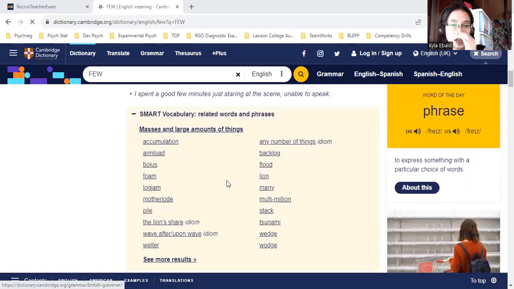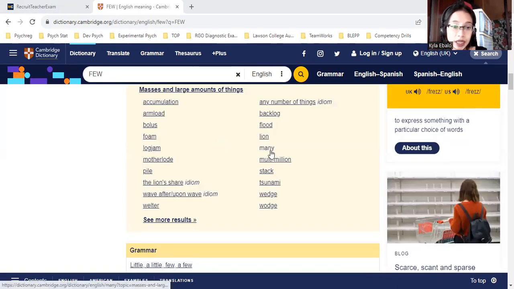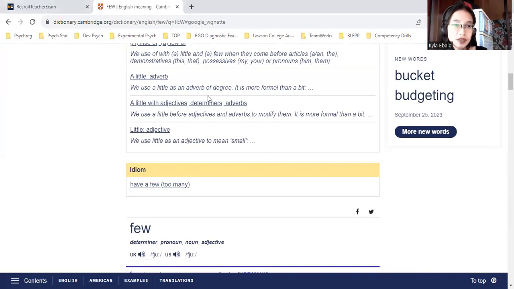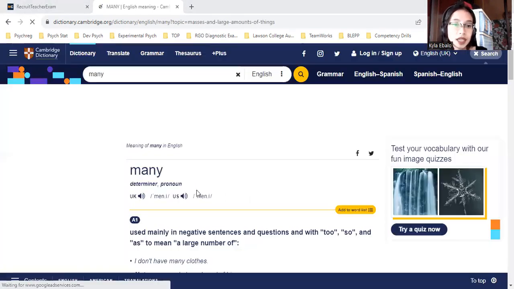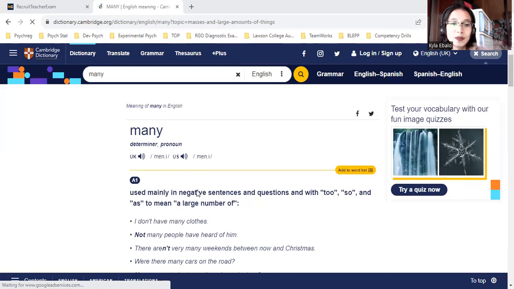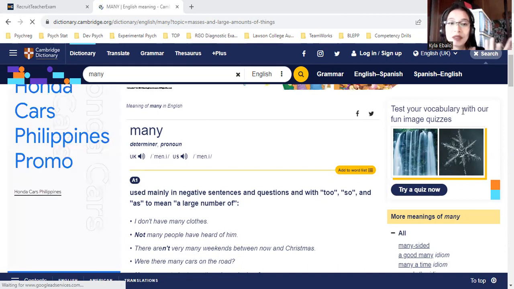So let's see for the synonymous words. Many, many. Let's see if many is an adjective. Hold on a second. Let's close this one. Many, a determiner. Again, a determiner. Okay, so it is a determiner. Yes, a determiner. Let's proceed to the next word, shall we?